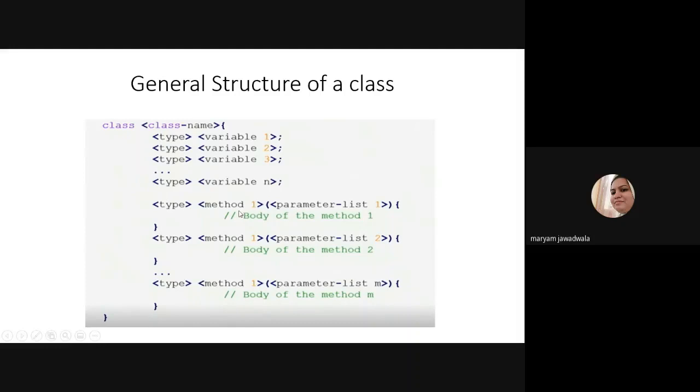And after that, you need to write the name of the function or the name of the method. In the brackets, you write the parameter list. The parameter list is optional. If you want to give some parameters, then you can give; otherwise, empty parentheses are fine. In the curly braces you need to define that method. Likewise, you can define n number of methods. So this is just a general definition of your class.